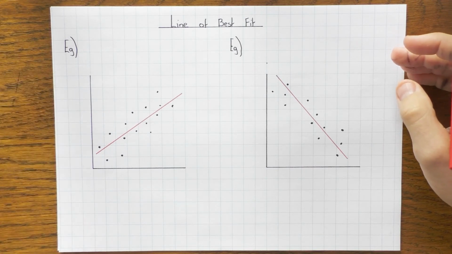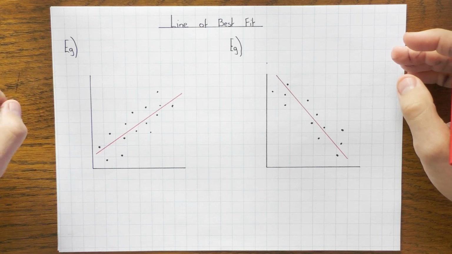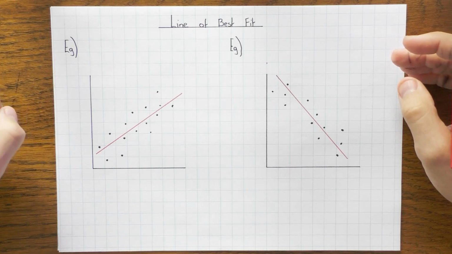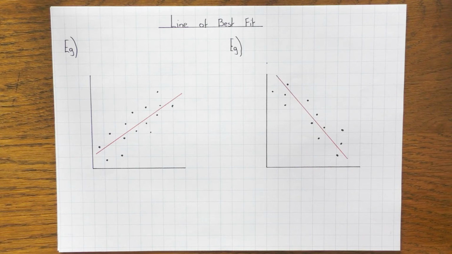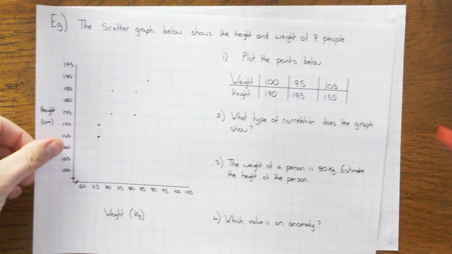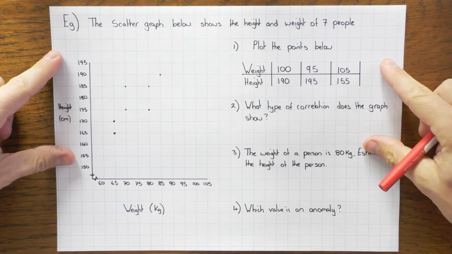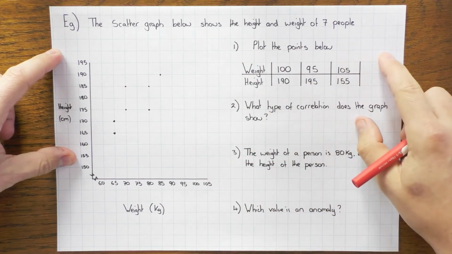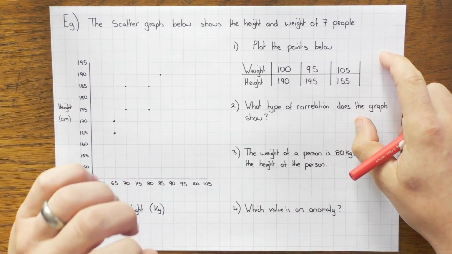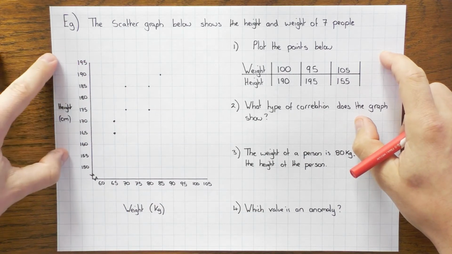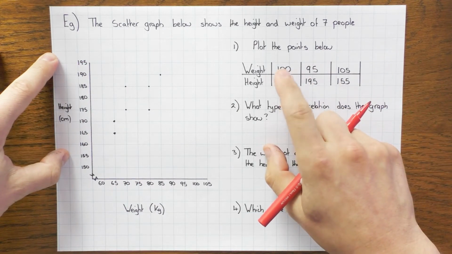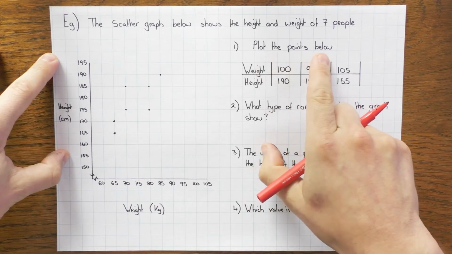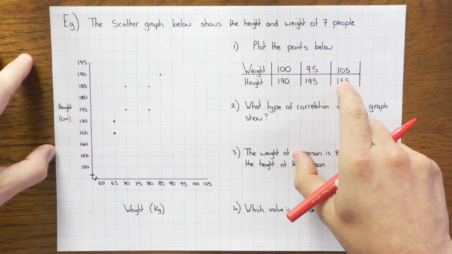So along with correlation and the line of best fit, you need to remember those when you're dealing with scatter graphs. Okay, so let's put it all together and start answering some common questions. So first one here we go. The scatter graph below shows the height and weight of 7 people. Now sometimes they'll just give you the scatter graph complete. Sometimes they'll do what they've done in this bit here, where you have to plot some points.